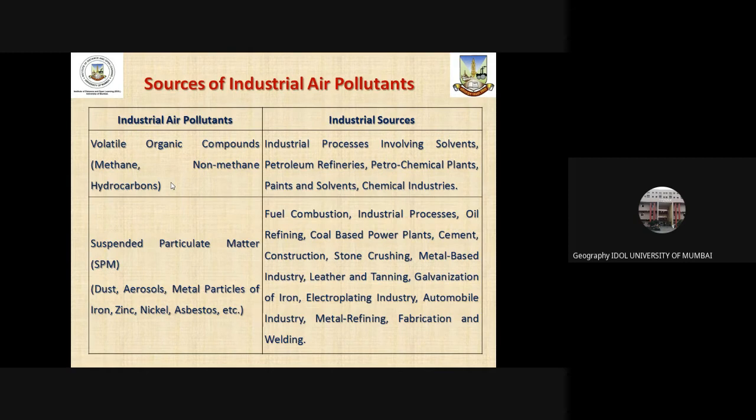Now, what are the industrial air pollutants which are actually important pollutants therein? VOCs, or volatile organic compounds, which include methane and non-methane hydrocarbons, are produced from industrial segments where solvents, petroleum refineries, petrochemical plants, paints and solvents, and chemical industries are responsible for production of VOCs, that is volatile organic compounds.